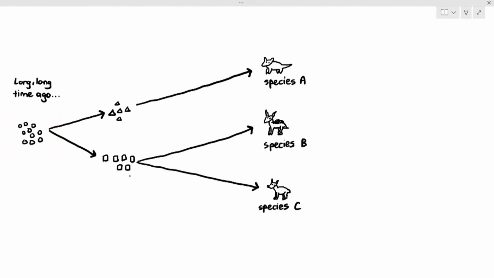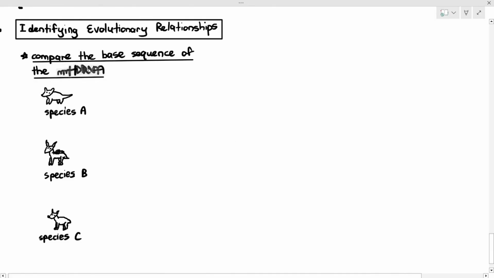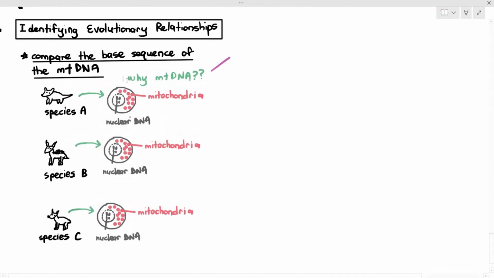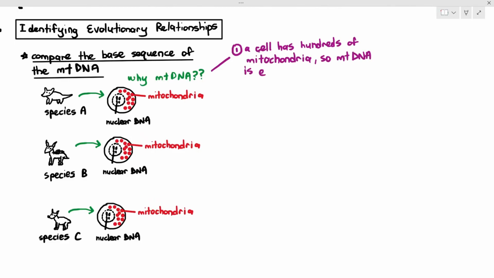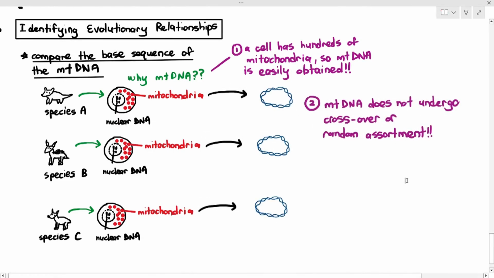What you can also do is compare mitochondrial DNA. Now, why would we want to compare mitochondrial DNA? There can be many reasons for that. One of the main reasons is the cell has hundreds of mitochondria, so mitochondrial DNA is easily obtained. Number 2, mitochondrial DNA does not undergo crossover or random assortment, so many parts of the mitochondrial DNA sequence can be compared fairly.